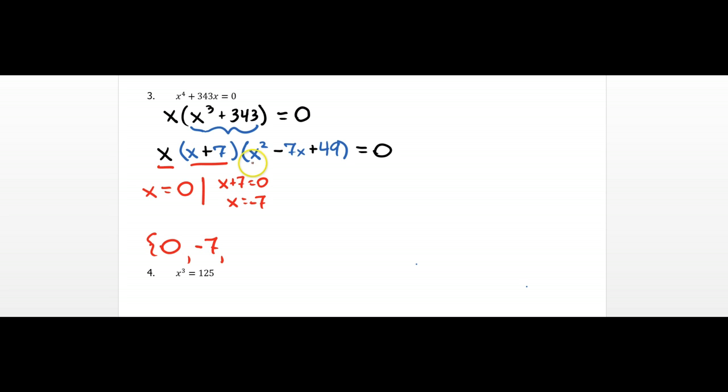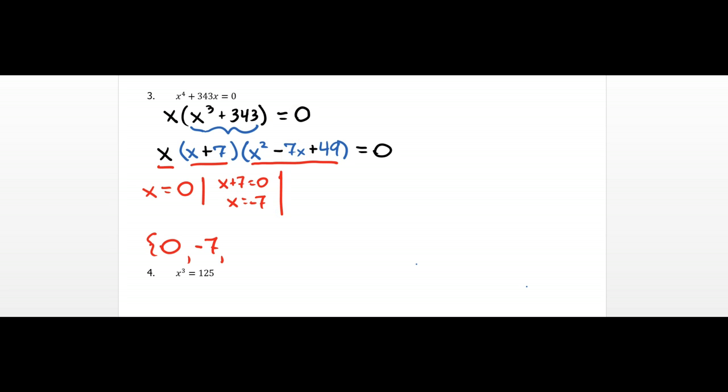And then finally, I have this trinomial right here, x squared minus 7x plus 49. As I just mentioned, the trinomial in a sum or difference of cubes will not factor any further. The bad part about this is that means we're going to have to use the quadratic formula. Every time you factor a sum or difference of cubes and you're solving an equation, for that remaining trinomial, the only way to solve it is by using the quadratic formula.